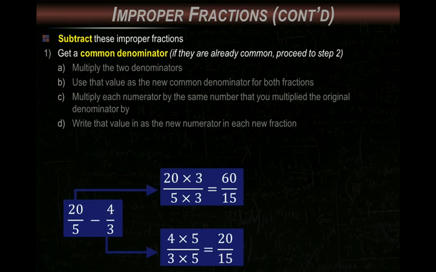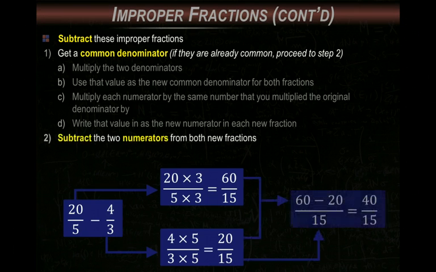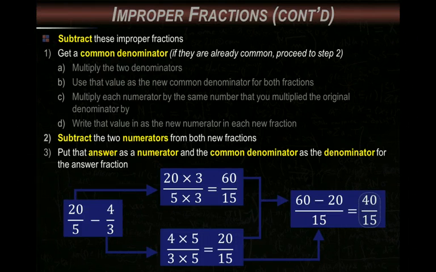To get to 15, I multiplied this by 3, so I multiply the top by 3, and I get 60 over 15. To get this one to 15, I multiplied by 5, so I multiply the top by 5, and I get 20 over 15. So in reality, these two fractions can be converted into 60 over 15 and 20 over 15, and then I just straight up subtract them. 60 minus 20 is 40 over 15, and I'm done.